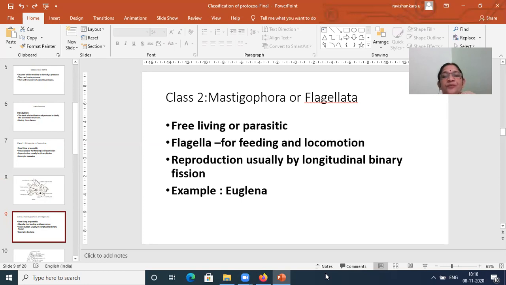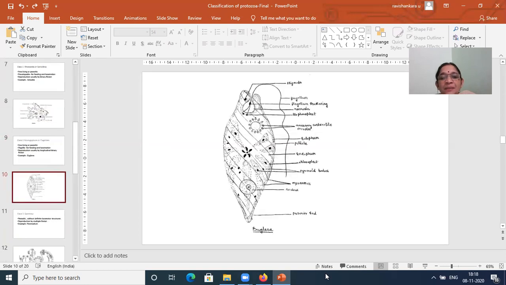Euglena is one important example, and here we find the euglena with the pyrenoid bodies and slight chloroplast with the flagellum, which originates from the blepharoplast granule.